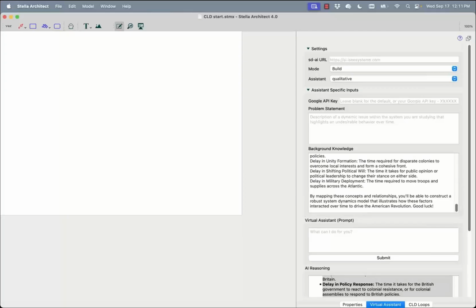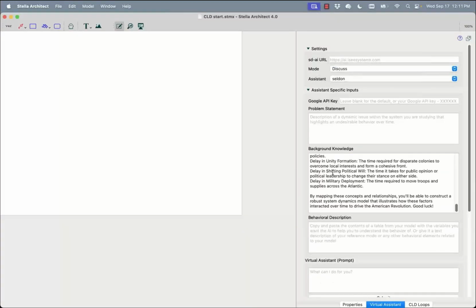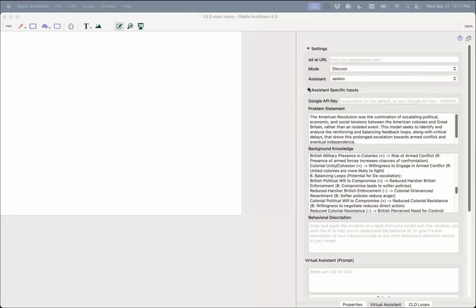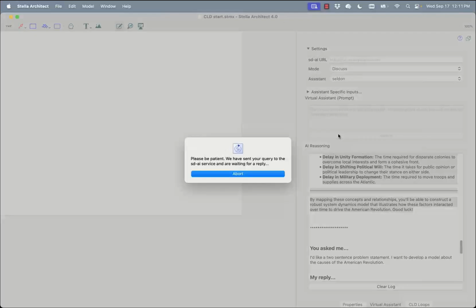Likewise, I want to take the background knowledge and the problem statement. I want to put them both into Selden. So here's the background knowledge, and here's the problem statement. And now what I'm going to turn around and do is ask Selden for help in coming up with prompts that I could give to an AI to build the rest of this diagram. For instance, the one: give me an explanation meant for a high school student.